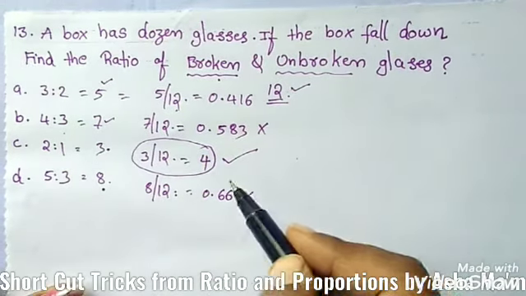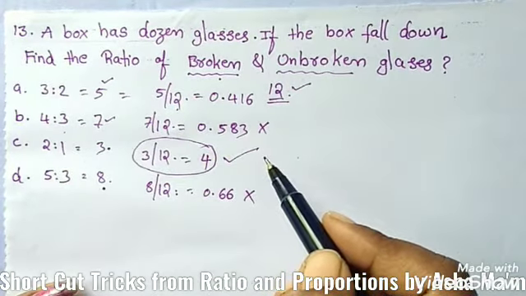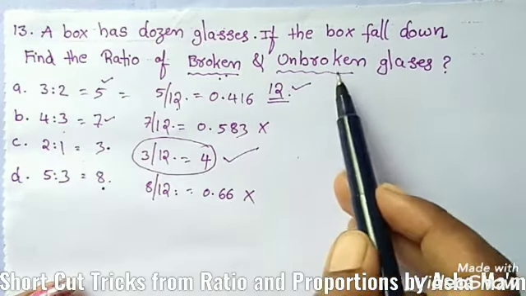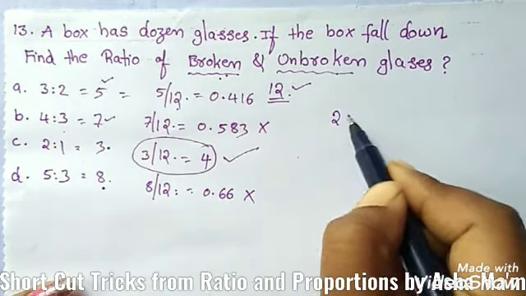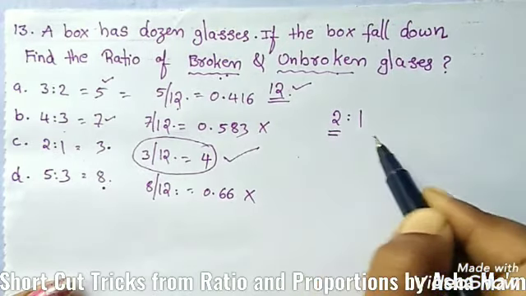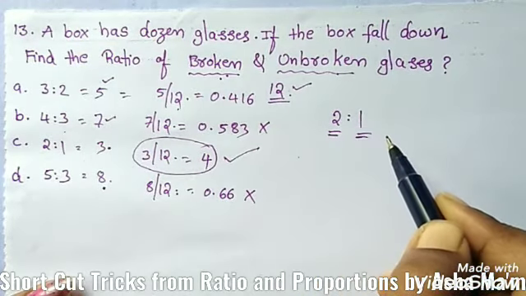Now 4, we got the answer exactly. That is the correct answer. So the broken glasses and unbroken glasses ratio should be 2 is to 1. 2 is the broken glasses, 1 is the unbroken glasses ratio.